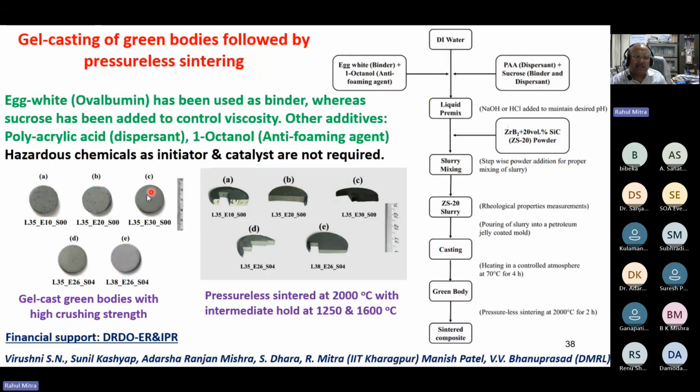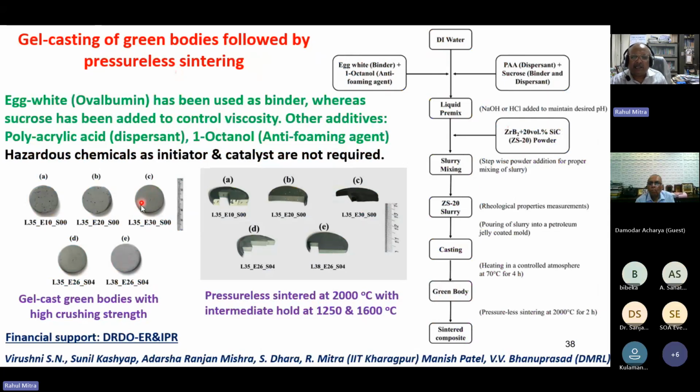And these are basically, you can make any shape because you're doing casting, and it is casting of a slurry. It is possible to make any complex shape, even in larger pieces, which is not possible to make by cold compaction in a uniaxial press that we did initially in Bhubaneswar. So this is the work of Virushni and Sunil Kashyap.